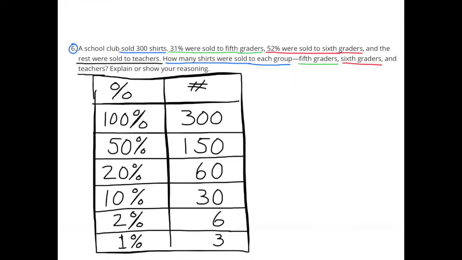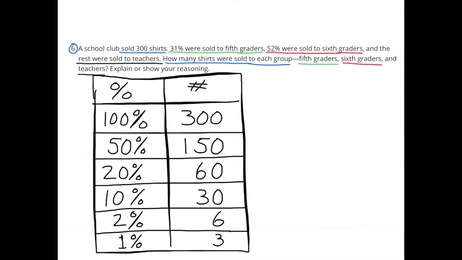I was able to make this chart with the information that they gave me. They told me that they sold 300 shirts, so I know 100% of the shirts is 300. 50% of 300 would be half of 300, or 150 shirts. 10% of 300 would be 30. 1% of 300 would be 3. To find 2%, I just doubled the value for 1%, so I doubled 3 and I got 6. To find 20%, I just doubled the value for 10%. I doubled 30 and I got 60.